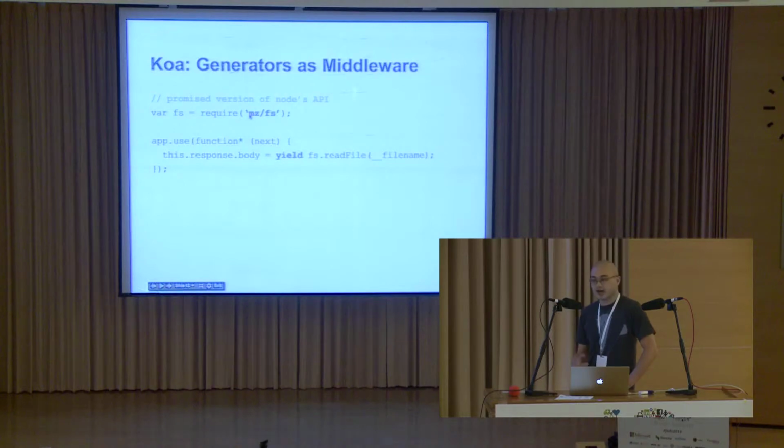I don't know how much you guys know Express, but Express uses callbacks as the middleware. So in Koa, every single middleware is a generator function. This is how a middleware would look. This is my version of Node's API, which basically just wraps everything into a promise. So basically I could read a file and yield it. Since this returns a promise, I could simply yield it, and I could set that as a response body. If you compare it to Express or any other framework, it's very simple.